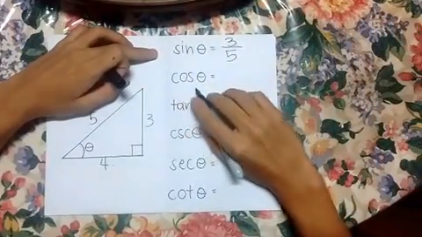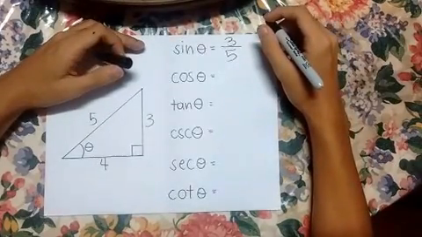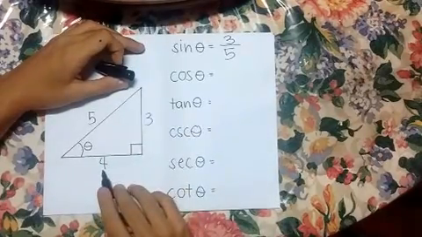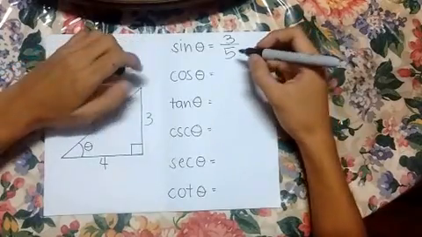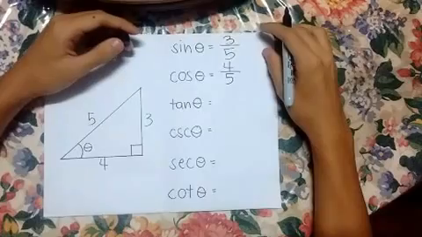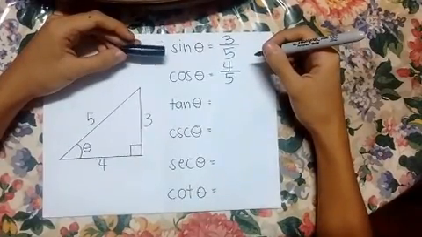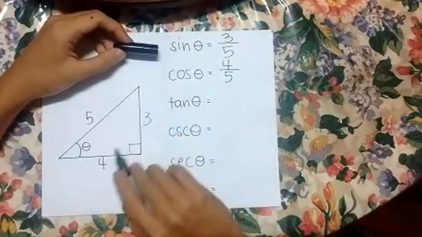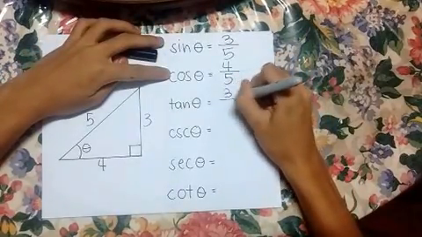Next, cosine of theta. Cosine is adjacent side over hypotenuse. This is the adjacent side, which is 4, over the hypotenuse, which is 5. So cosine of theta is equal to 4 over 5. Next is tangent of theta. Tangent of theta is equal to opposite over adjacent. So opposite side over adjacent side. Tangent of theta is equal to 3 over 4.